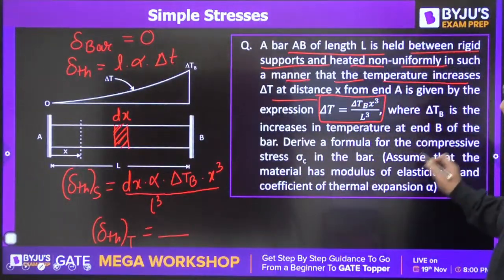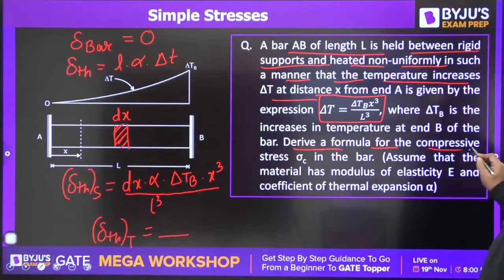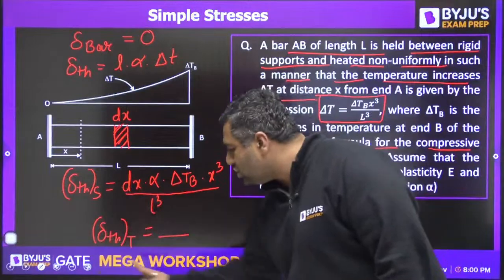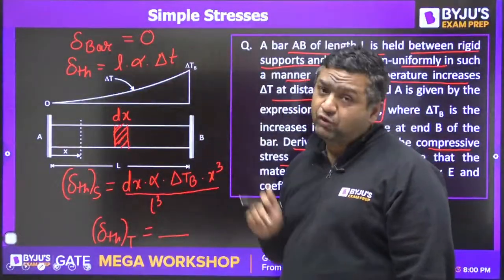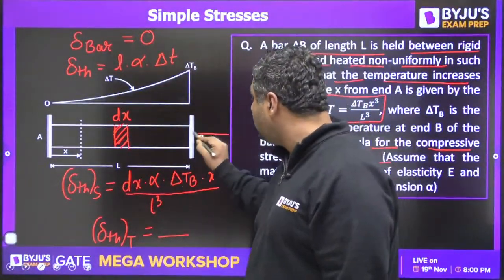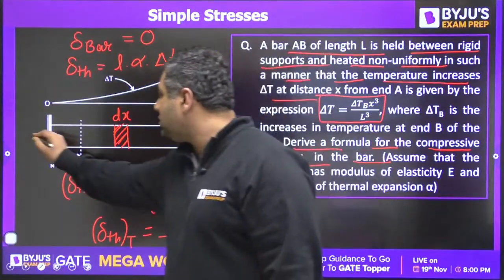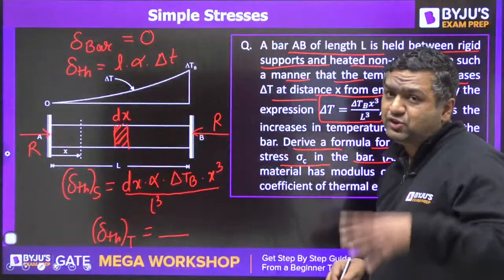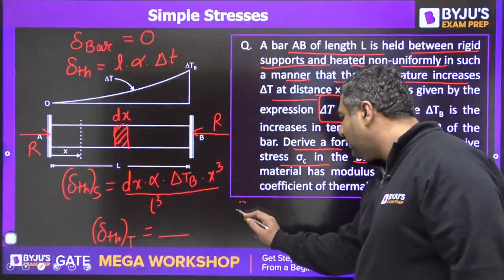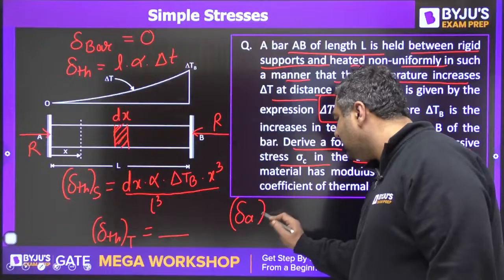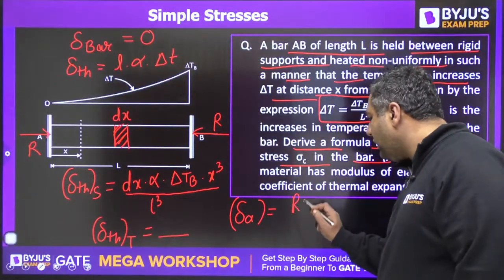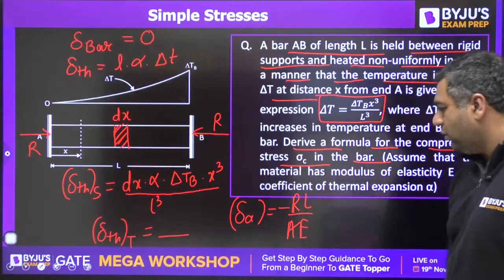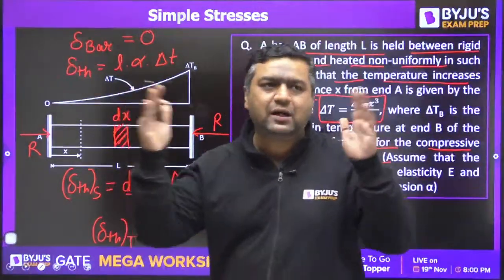After that, he is saying that derive a formula for the compressive stress sigma C in the bar. Now this expansion would happen if this bar is free from the end. But you know, here some reaction will be generated at the support. Okay. So because of that, some stresses would be coming. So you can write the axial compression is equals to, that is RL upon A. Okay, so you know this is going to be negative. Why? Because it will try to cause the compression.